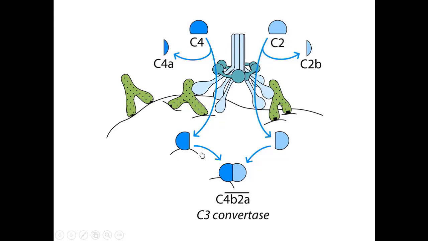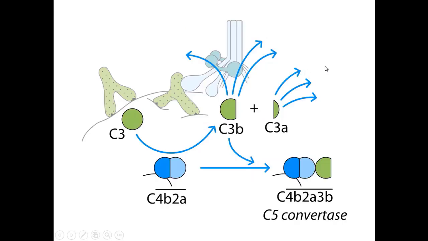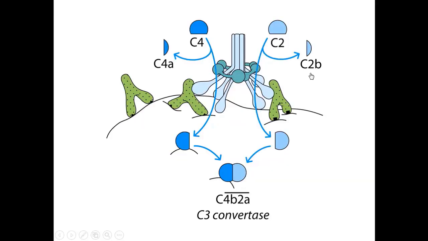After that, C2 binds to C4b, and again C1s cleaves C2 into C2a and C2b. Which of them is the bigger fragment, and which of them is the smaller fragment? Yes, C2b is the smaller fragment and C2a is the bigger fragment.